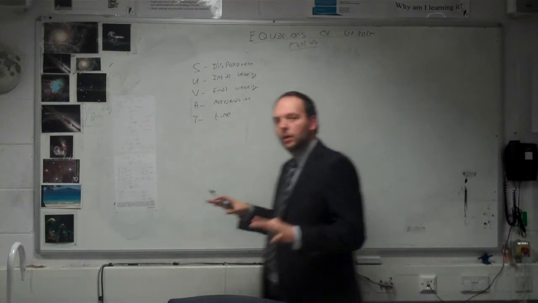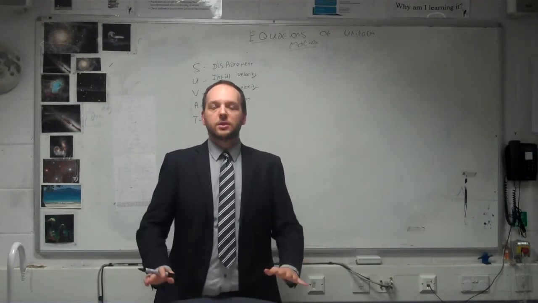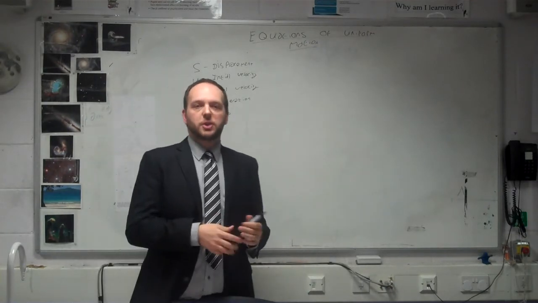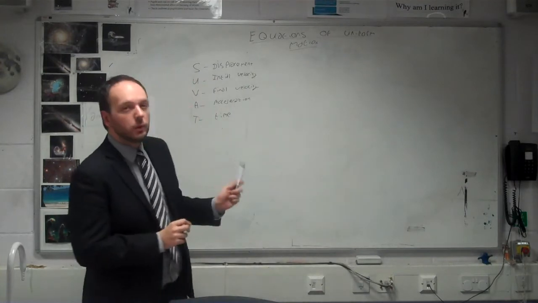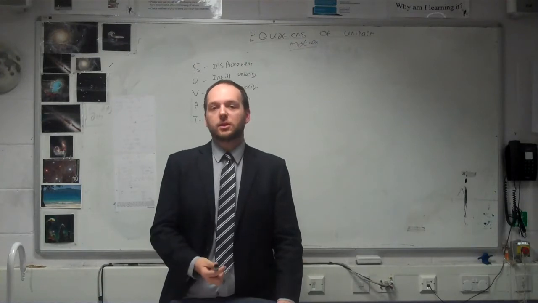Right, year 12. So, we're looking at the equations of uniform motion. Now we use these to describe five quantities of an object experiencing uniform acceleration. And it's that word uniform that's key here. We can only use these when the acceleration is constant.